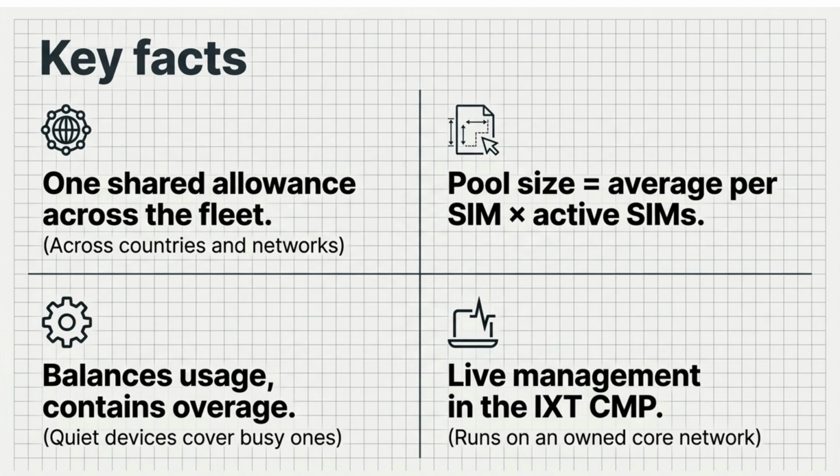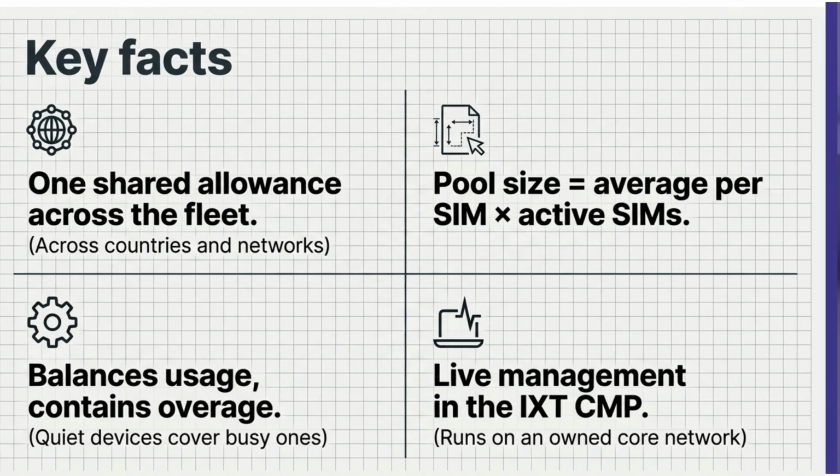The short version. A global data pool is one shared data allowance used by every SIM across countries and networks. Pool size is the average data per SIM multiplied by the number of active SIMs. Usage balances across the fleet, so quiet devices cover busy ones and overage stays contained. You manage it live in the IXT CMP. On IXT, the whole thing runs on a core network IXT owns, with security built in as standard.